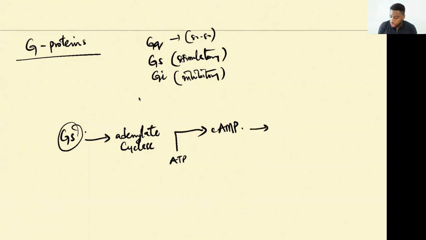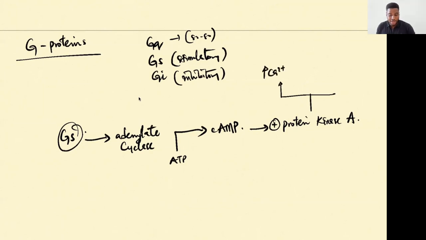cAMP is going to go on to activate protein kinase A, and protein kinase A, in turn, will do two things. One is increase calcium influx, okay? Increase calcium influx, especially on the heart.